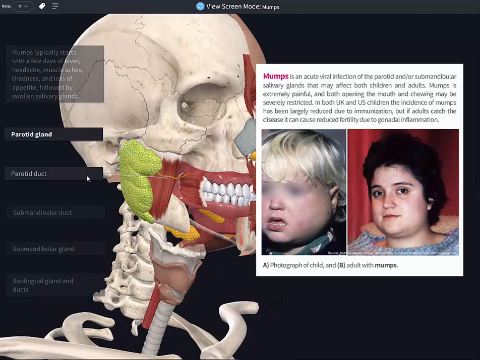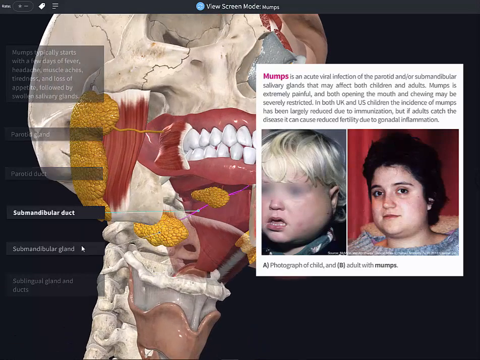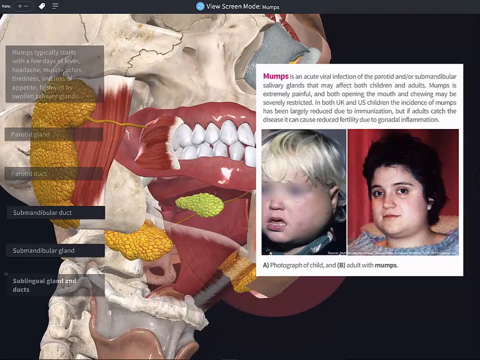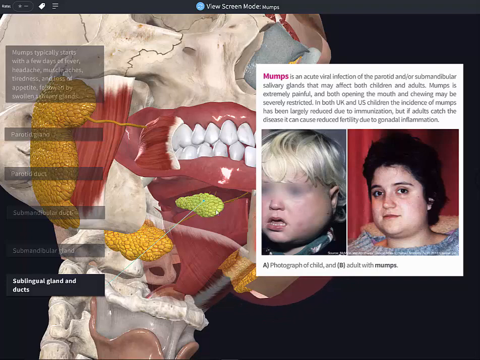Here's your parotid gland, there's the parotid duct, here's the submandibular duct and the submandibular gland, and the sublingual gland and ducts, right? So mumps is really, really painful, and opening your mouth is going to be severely restricted. You can see here this individual and this one here, they have big swollen cheeks. That must be very, very painful. This is an adult, this is a child here.